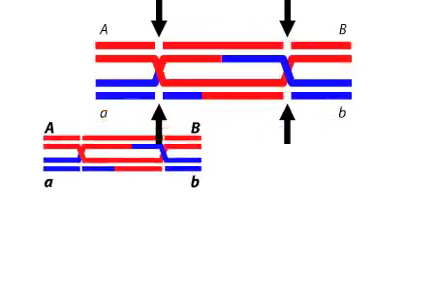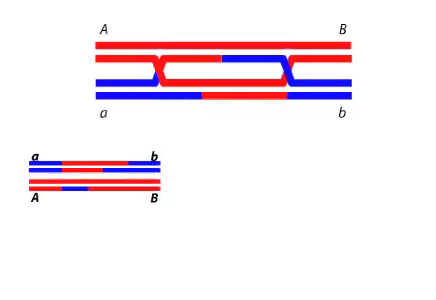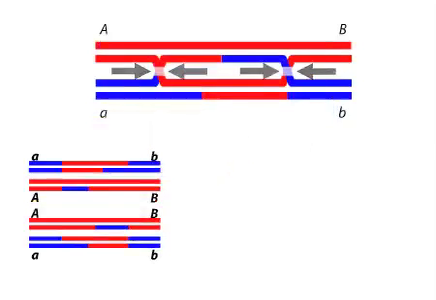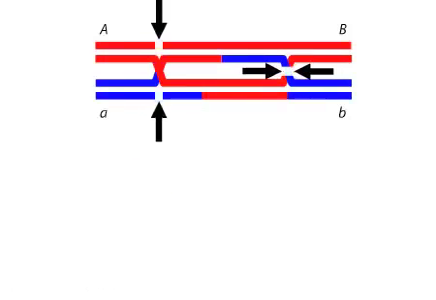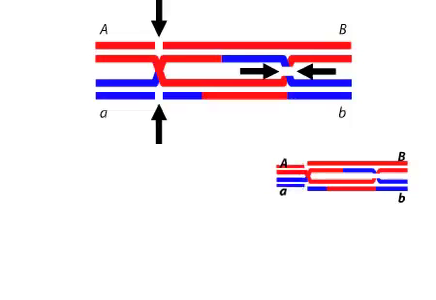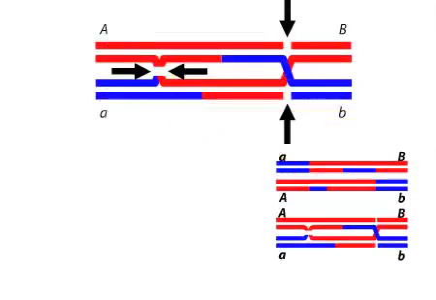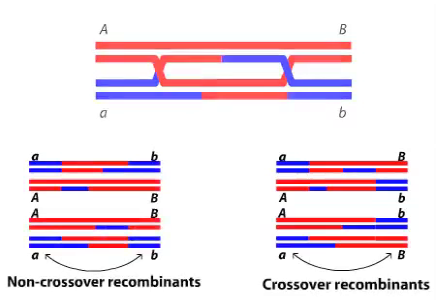Two of these combinations of cleavage and rejoining generate non-crossover recombinants. The other two combinations of cleavage and rejoining generate crossover recombinants. All recombinants include heteroduplex segments.